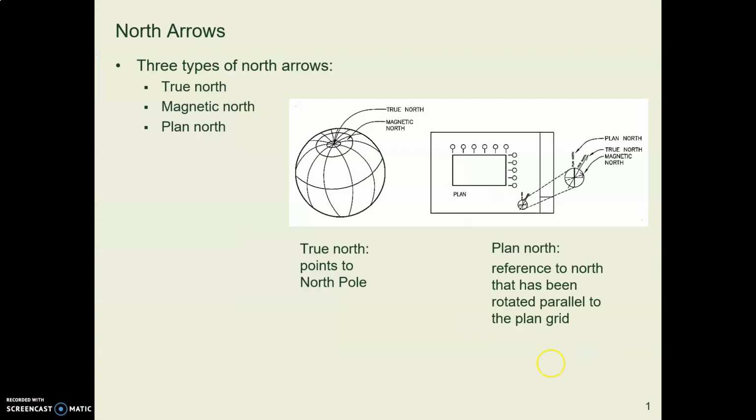Every plan drawing needs to show which direction the plan is oriented, and it does that with a north arrow. It turns out there are 3 different kinds of north, and we use either one or 2 of them. True north is where the North Pole is. True north is where the lines from a globe or a map converge, and that always stays the same. That's on the map. Plan north we're going to talk about in a second.